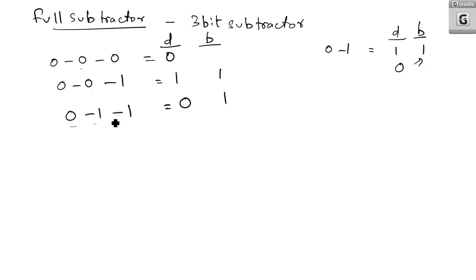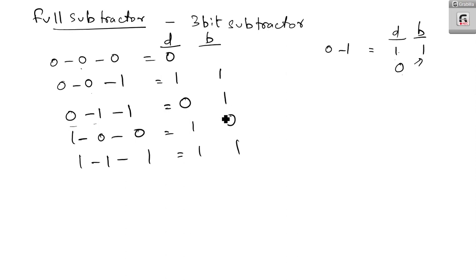If it is 0 minus 1, the difference is 1 and the borrow is 1, and that is again subtracted by 1, so the difference becomes 0, that is 1 minus 1 becomes 0, but the borrow remains 1. If it is 1 minus 0 minus 0, the difference is 1 and the borrow is 0. For 1 minus 1 minus 1, 1 minus 1 is 0, then 0 minus 1 is 1 with a borrow of 1. These are some examples of a 3-bit subtractor, and we will go with the truth table in the next slide.